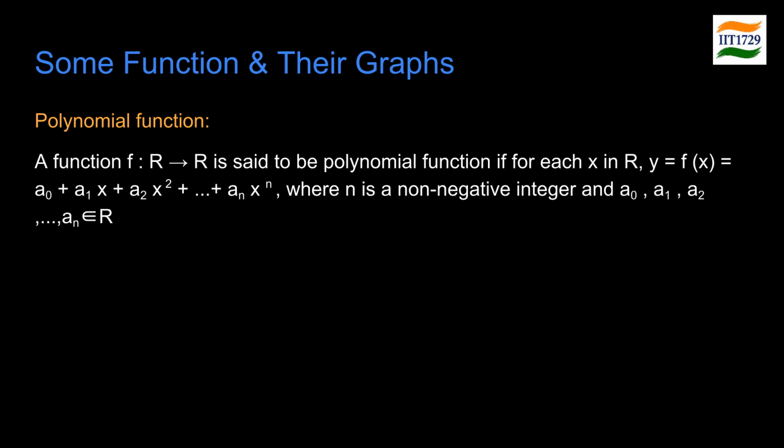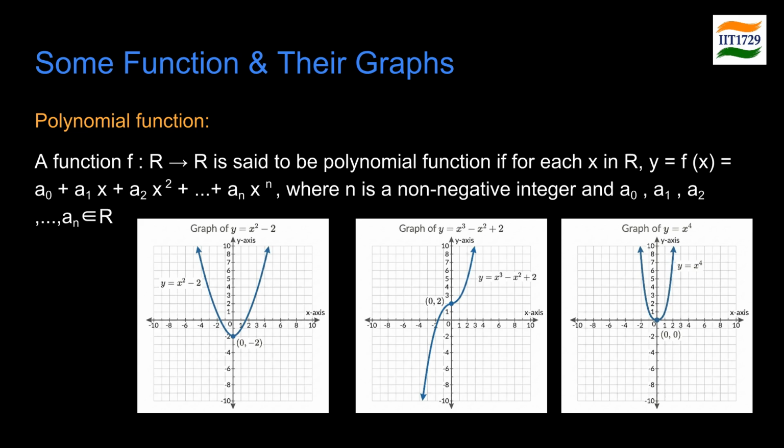Polynomial functions are defined as the sum of terms with non-negative integer powers of x. Here you can see examples of different polynomial graphs. Here you can see the graph of x squared minus 2, y equals x cubed minus x squared plus 2, and the graph of x to the power 4.